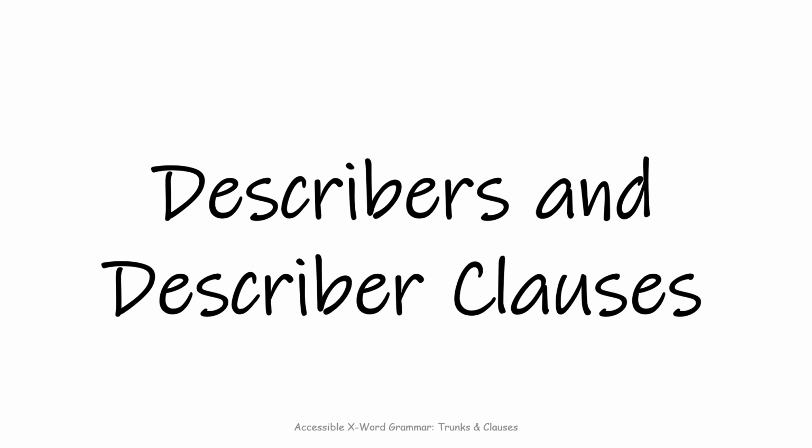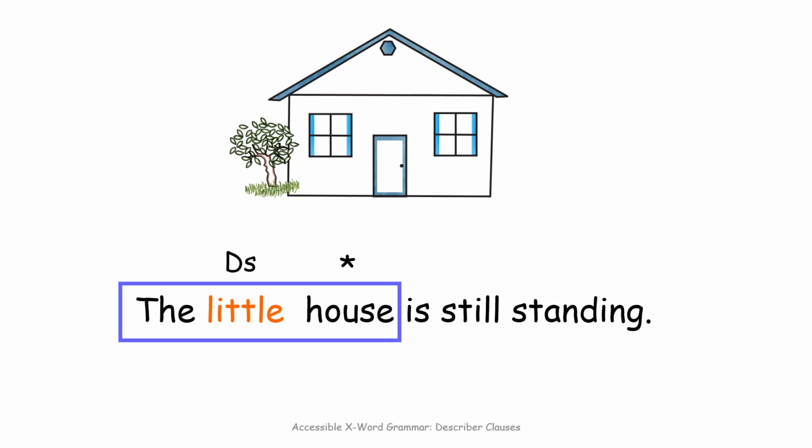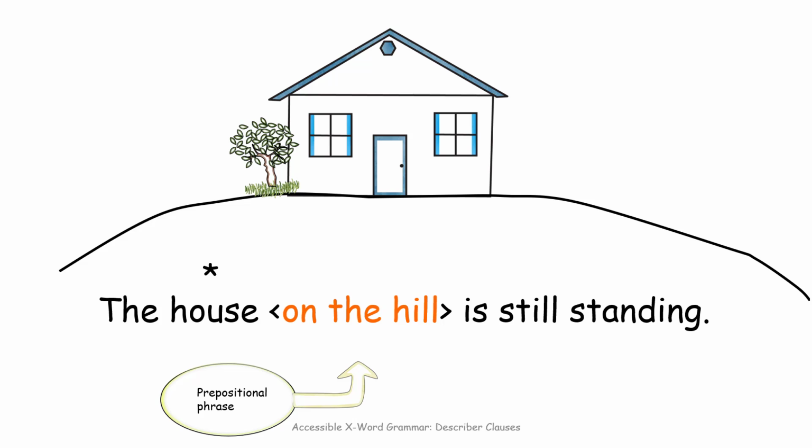Describers and describer clauses. The little house is still standing. We know that little describes the house. Describers like this come before the noun that they are describing. The house on the hill is still standing. Prepositional phrases that come after a noun can also be describers.